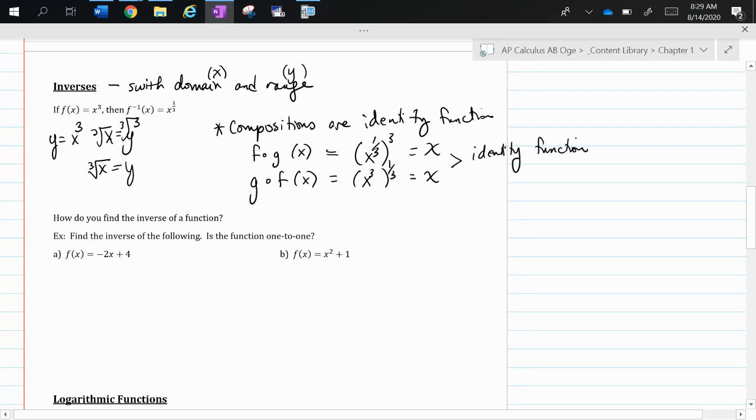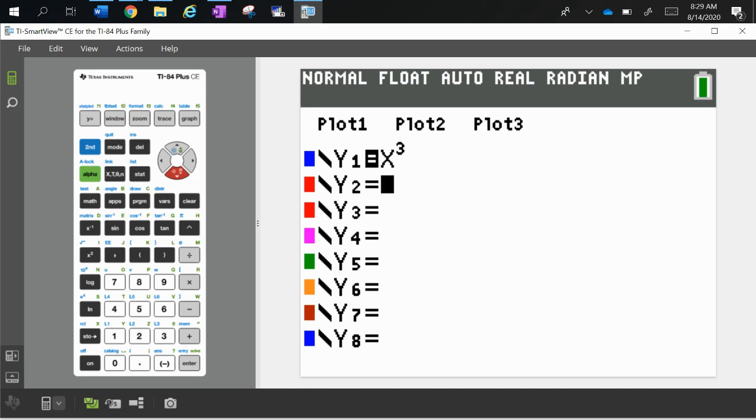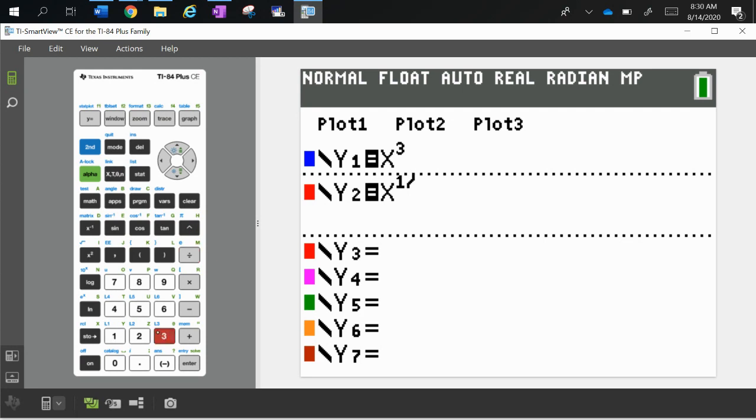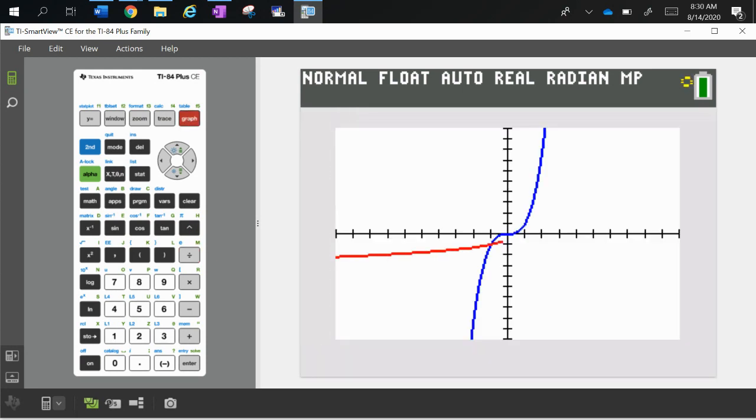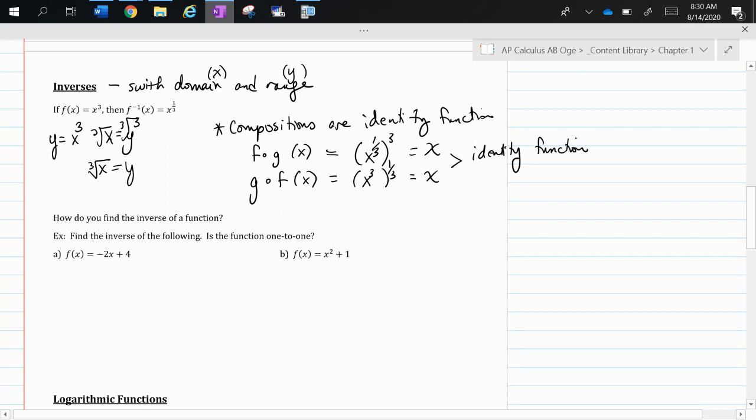And so what's special about two inverse functions is that when you do their compositions, they both end up being the identity function. Consequently, when we look at the graphs of inverses, the graph of y equals x cubed and the graph of y equals x raised to the 1/3 power, we know that they are reflections over the line y equals x, which is the identity function. The reason our line of reflection is y equals x is because when we do our compositions, we get that identity function.